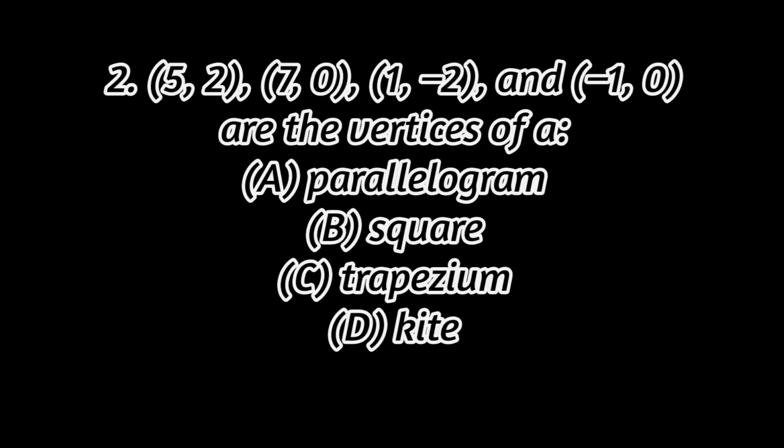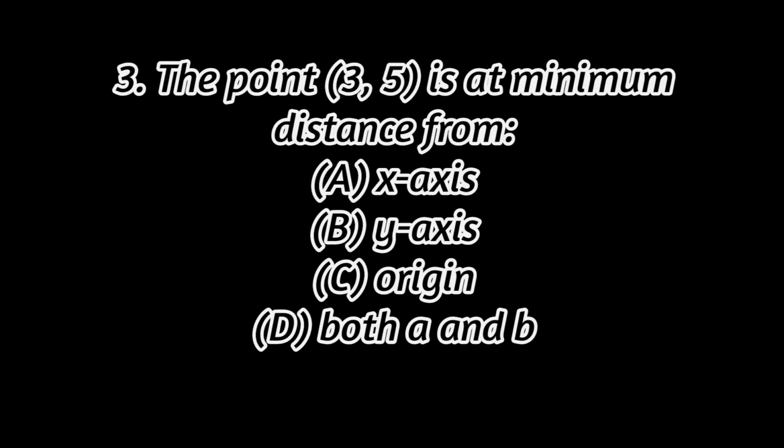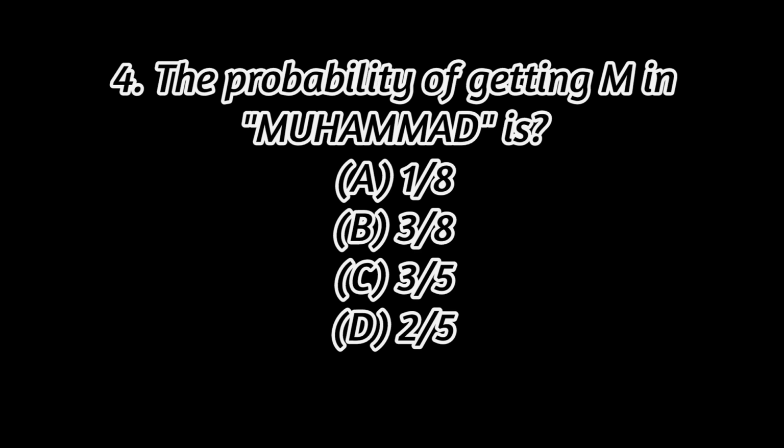1. A linear equation in two variables always represents a straight line. (5, 2), (7, 0), (1, -2) and (-1, 0) are the vertices of a trapezium. The point (3, 5) is at maximum distance from the x-axis. The probability of getting M in Muhammad is 3 by 8.